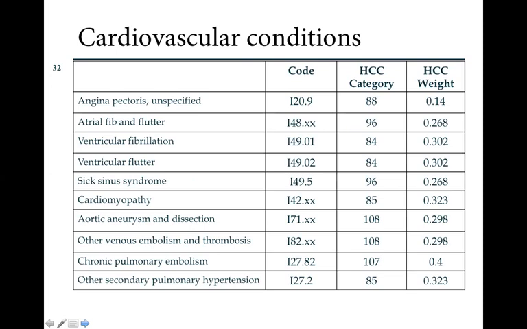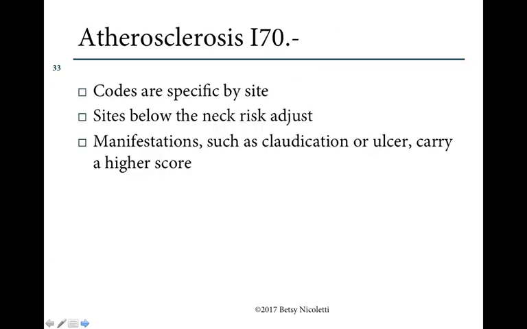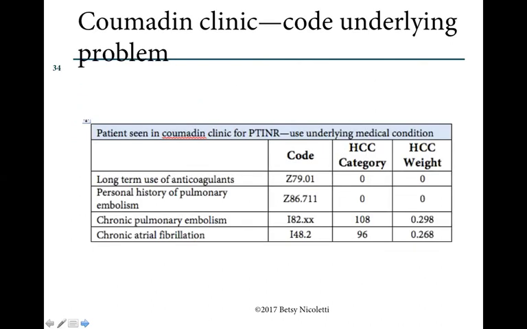So angina with spasm, varicose veins with ulcer. If that condition describes your patient, then you want to make sure you're using the more specific code. For atherosclerosis, codes are specific by site. You all know that if you're doing the coding. Sites below the neck risk adjust, and manifestations like claudication or ulcer carry a higher score. So you want to be as accurate about those as you possibly can.